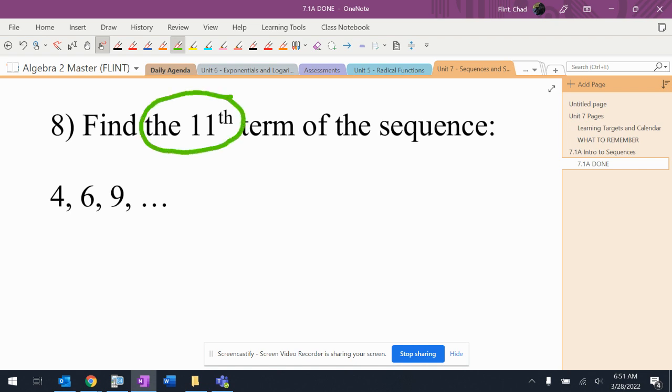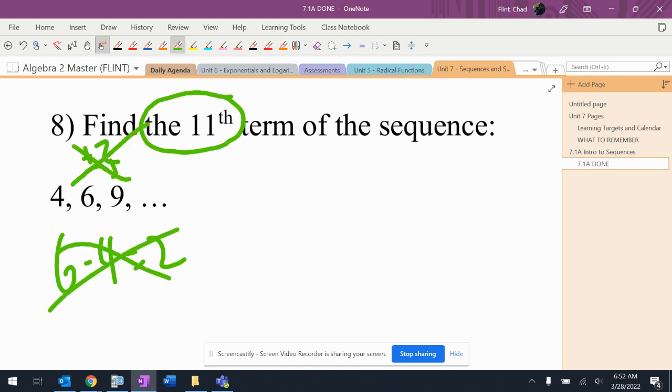So I can't find the 11th term until I know what's happening, all right? So I look at this. 6 minus 4 is 2, all right? Maybe I think it's adding by 2, but 6 plus 2 is not 9, which means that that's not working. All right, so then what do I do?